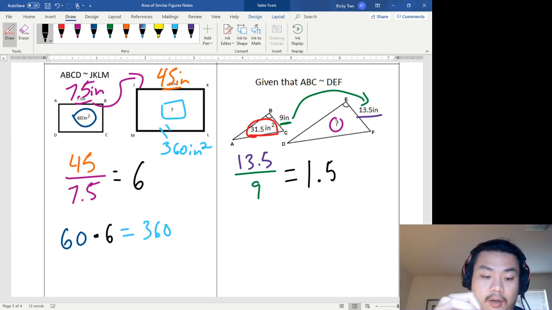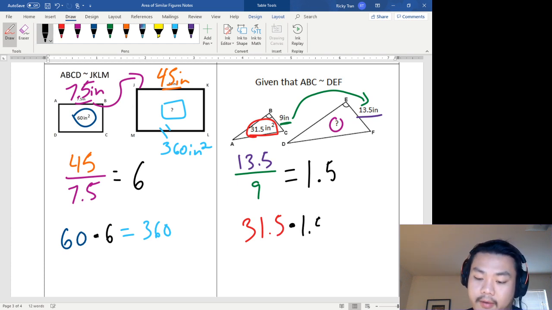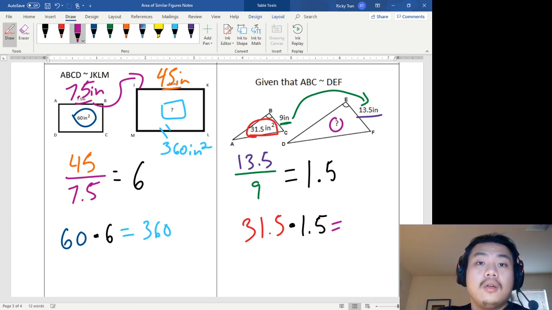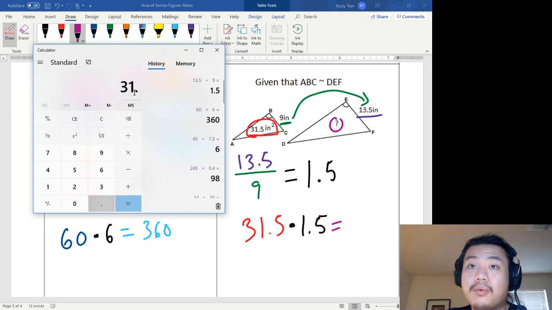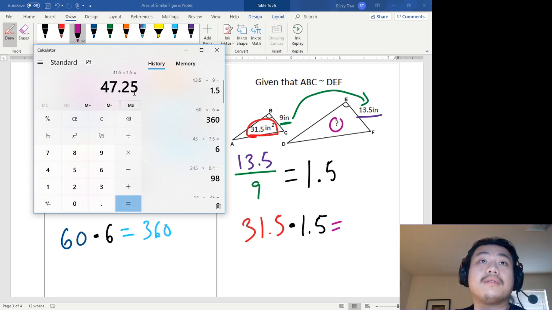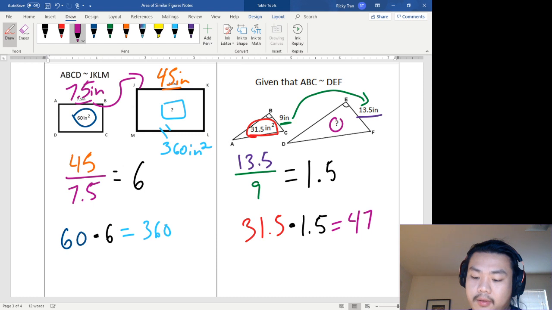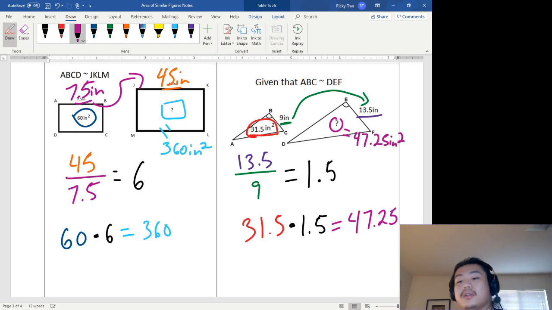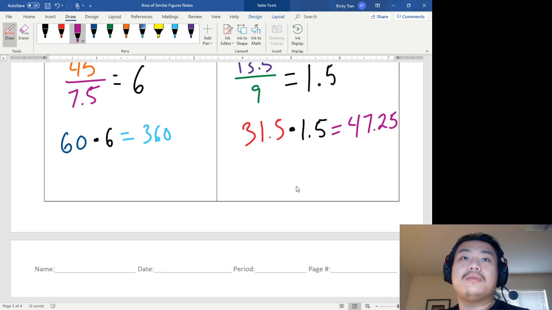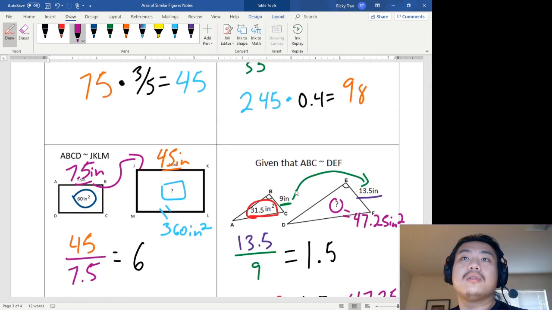So we're going to take our area, 31.5, and multiply it by 1.5. So 31.5 times 1.5, 47.25. So this is 47.25 inches squared. All right, and I believe, yep, that's the last question.